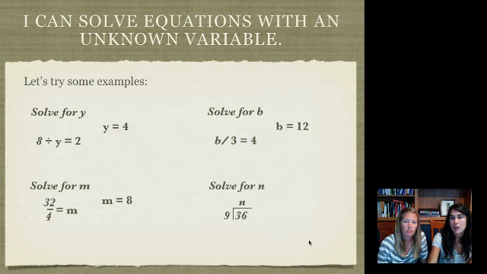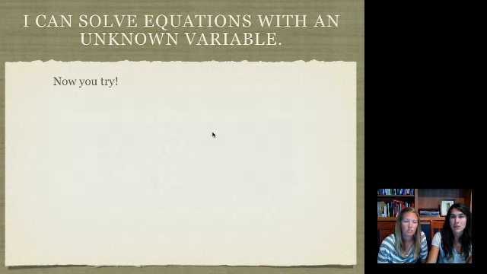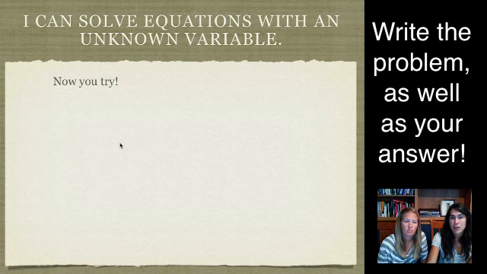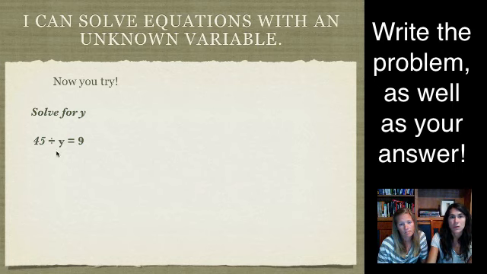And our last way is with our little house. We have 36 divided by 9 equals n, or in this case, it would equal 4. So once again, now is your turn to try. You're going to see 4 different problems with the 4 different symbols. And once again, these are going to go into your math journal. So you're going to solve for y here, just like that.